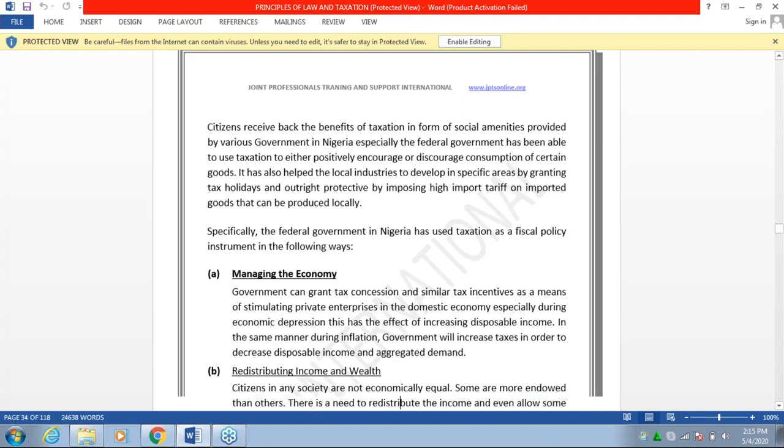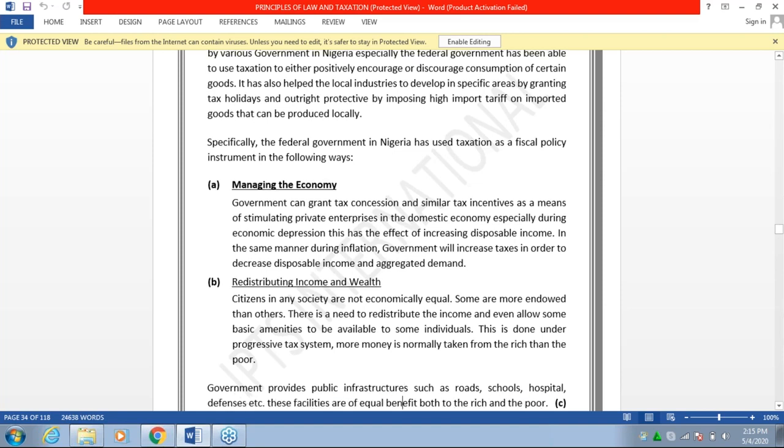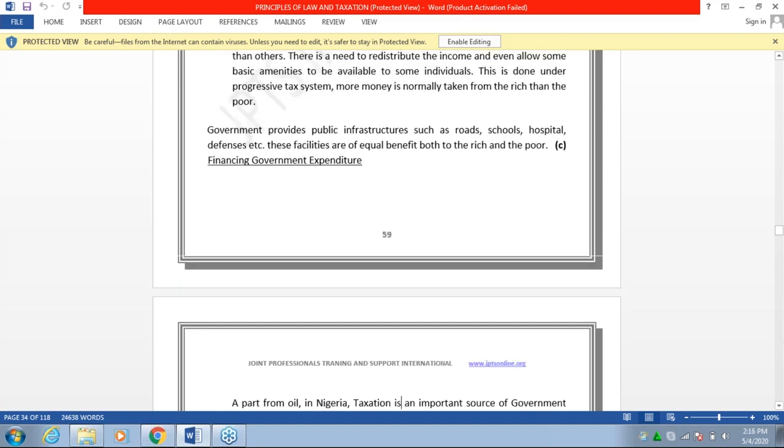Yes, there is another one, we call it the redistribution of income and wealth. Government also uses this as a fiscal policy instrument, because citizens in any society are not economically equal. Some are more endowed than others. So there is a need to redistribute the income and even allow some basic amenities to be available to some individuals. Basically, this is done under the progressive tax system, so much more is normally taken from the rich than the poor. So government provides public infrastructure such as roads, schools, hospitals, and defense, that is, security. These facilities are of equal benefit to both the rich and the poor.